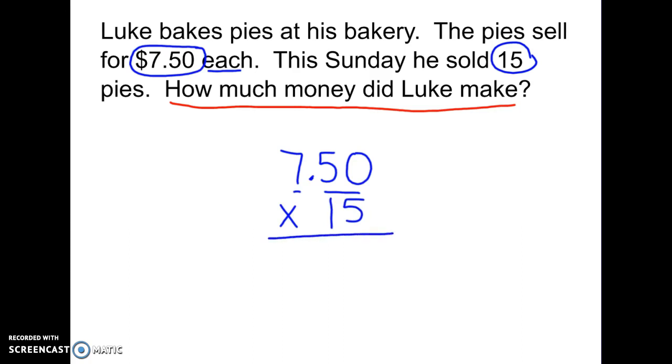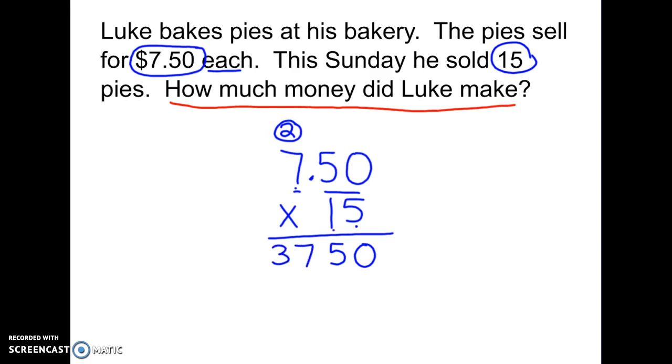So now I'm just going to use the standard algorithm. I'm going to multiply the 5 times the 0. That's going to give me 0. 5 times this 5 here is going to give me 25. Carry the 2. 5 times the 7 is going to give me 35, plus the 2 that I carried is going to give me 37.